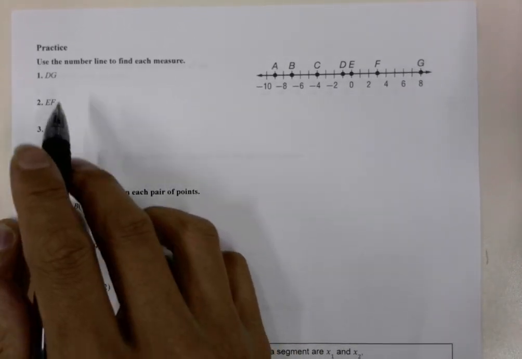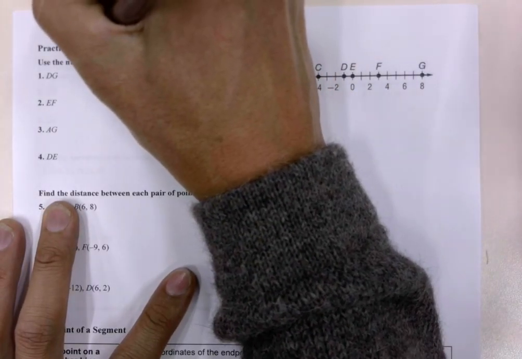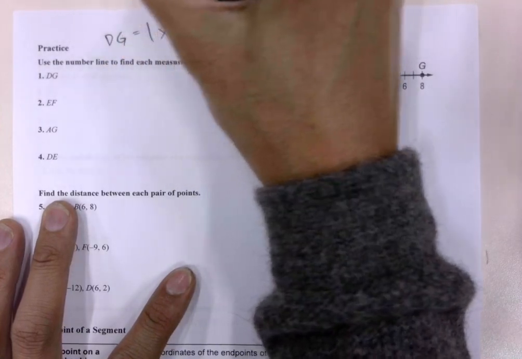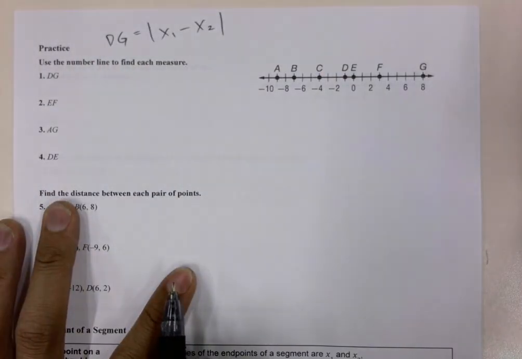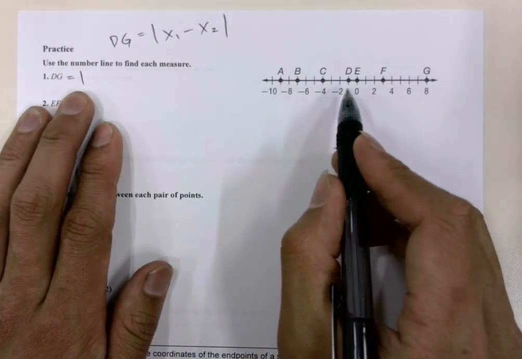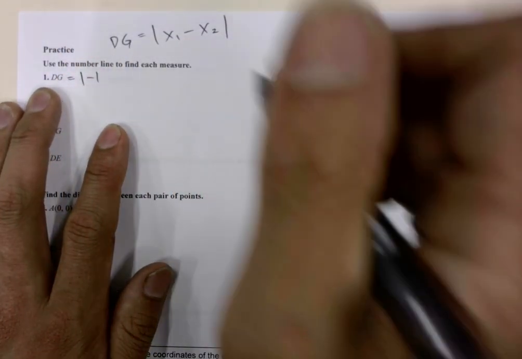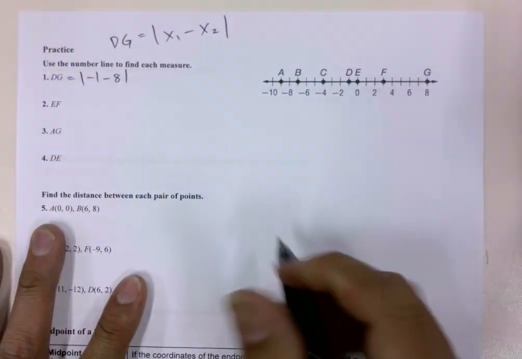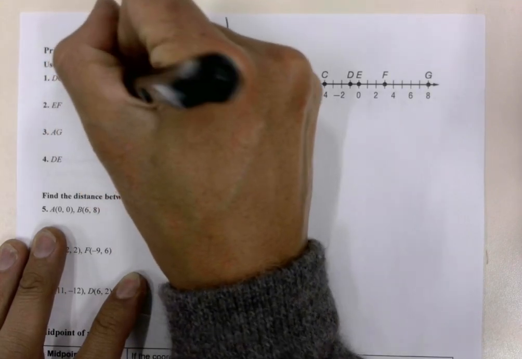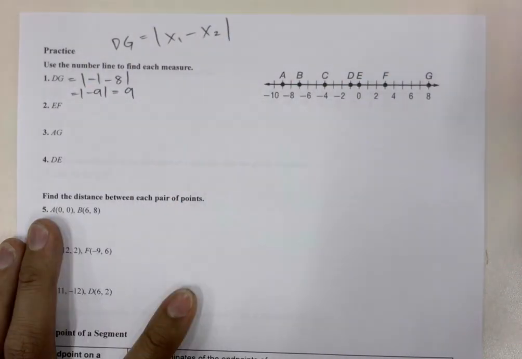Alright, so here's some more practice of using a number line to find a measure. The way we do that is we'll find the measure of, let's say, DG. DG is equal to the absolute value of x1 minus x2. So DG is equal to the absolute value of D, which is -1, minus G, which is 8. Absolute value of 1 minus 8 simplifies to the absolute value of -9. We know the absolute value of a number is the positive version of that number, so it's positive 9.